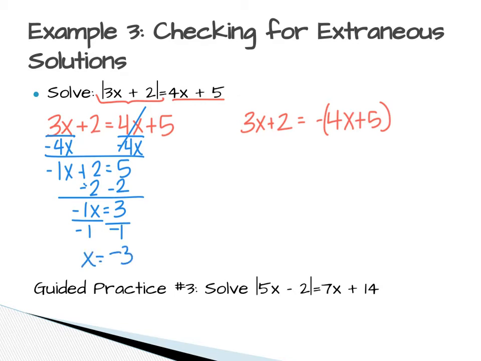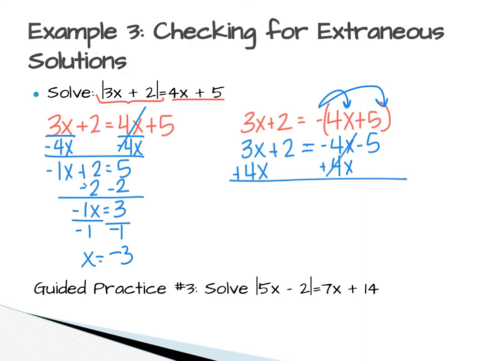On the right-hand equation, we're going to distribute that negative, and we get 3x plus 2 equals negative 4x minus 5. Add 4x to get the variables together.